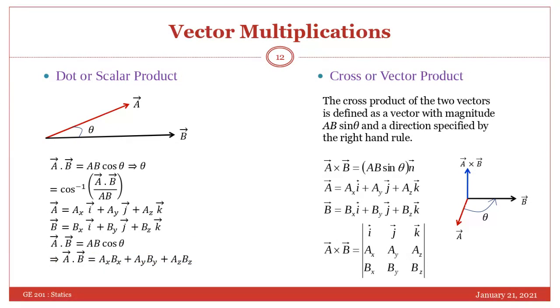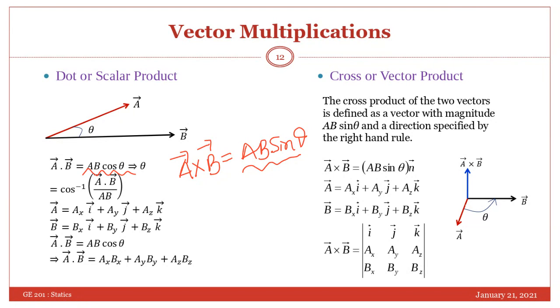Now I come to the cross product. In case of cross product, the definition of the cross multiplication is vector A cross vector B equals AB sine theta. So this and this are quite similar. The only difference here is this is cosine theta and this is sine theta. So vector A cross vector B is equal to AB sine theta, but this is a magnitude, because A is the magnitude of vector A, B is the magnitude of vector B, and sine theta is also a magnitude.